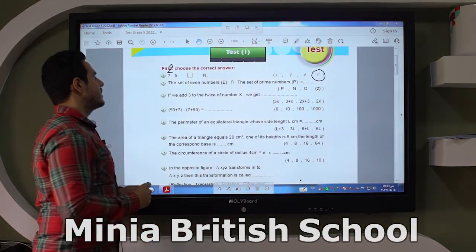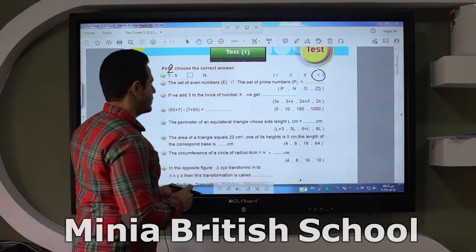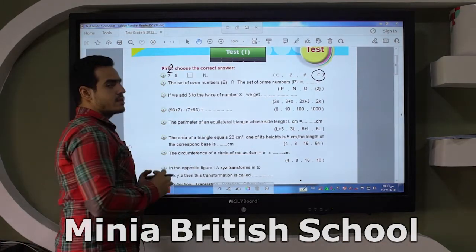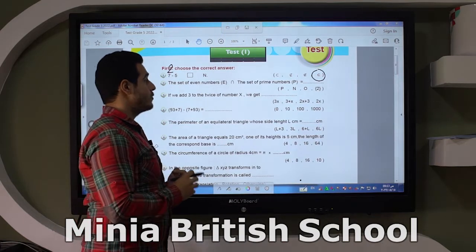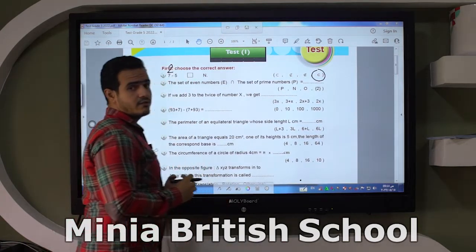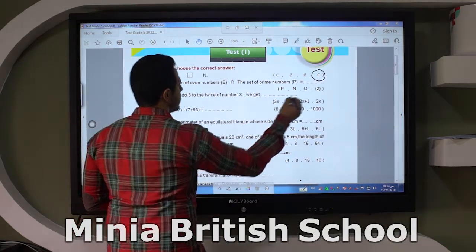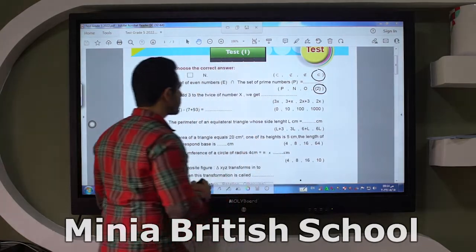Okay? The set of even numbers intersects the set of prime numbers. The set of even numbers is 0, 2, 4, 6, 8, and so on. Prime numbers are 2, 3, 5, 7, and so on. So the intersection between them is number 2.